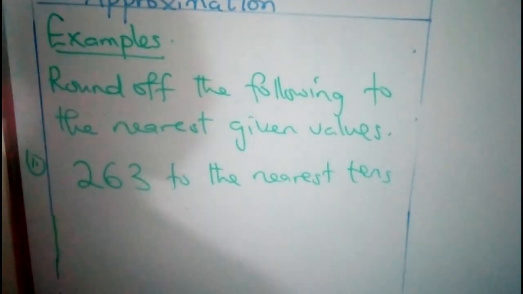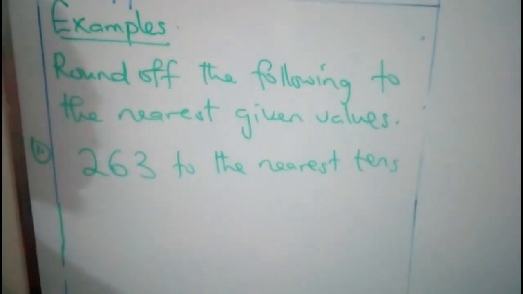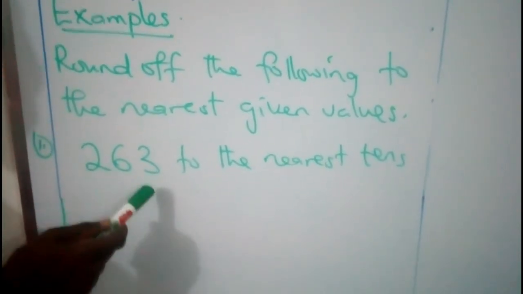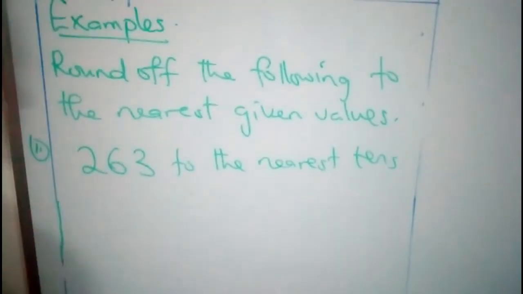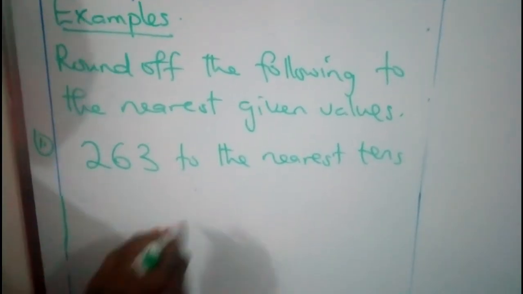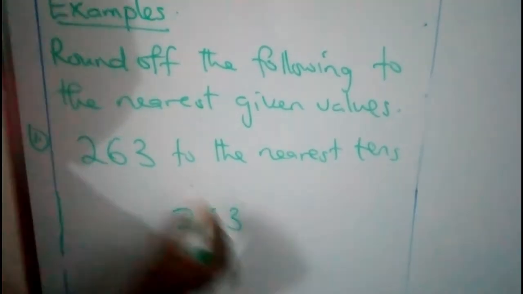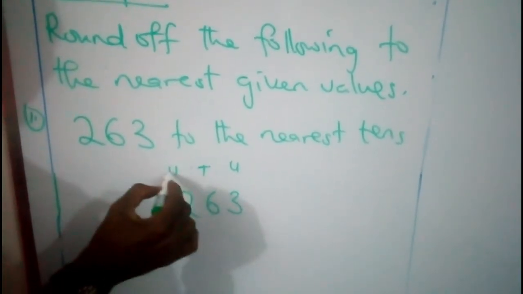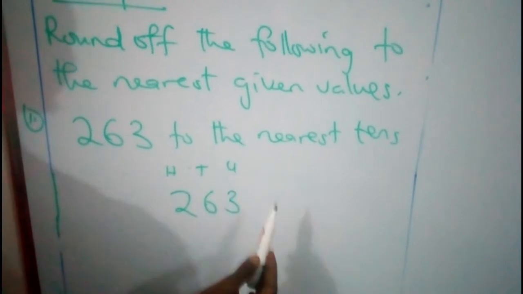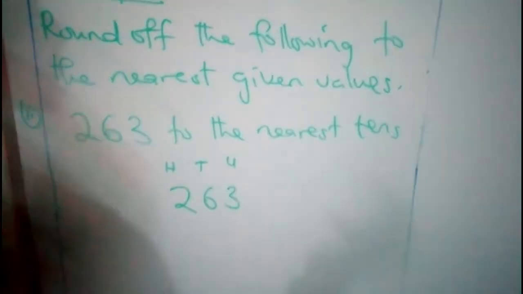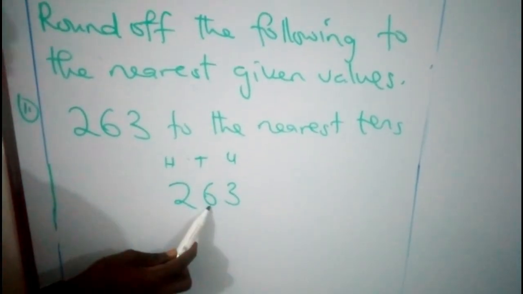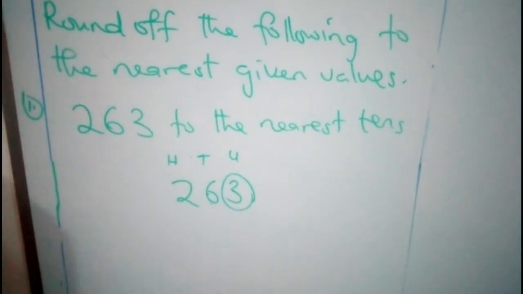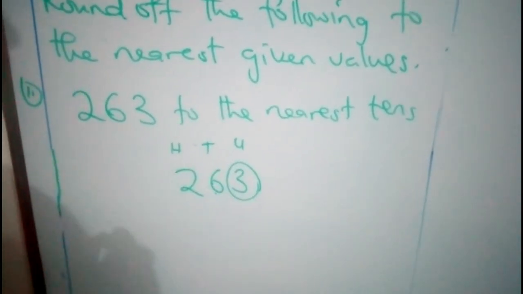Now let's understand this question very well. We have to approximate or round off 263 to the nearest tens. That's the given value. So you write your 263 and place your values. This is your unit, this is your tens, and this is your 100. Since you are to approximate to the nearest tens, you consider the value before tens, which is your unit. You circle it. Now, 3 is circled.